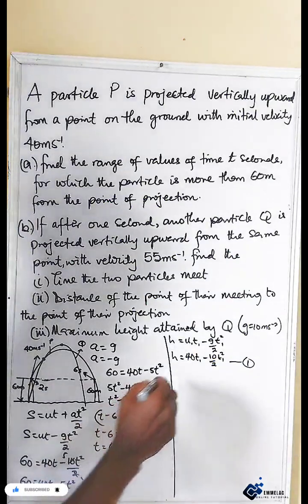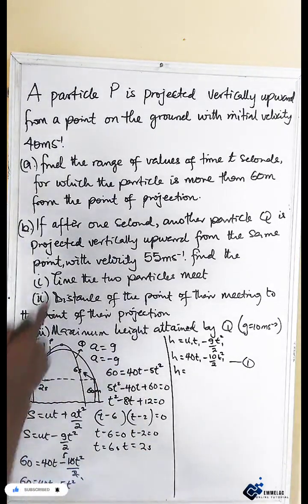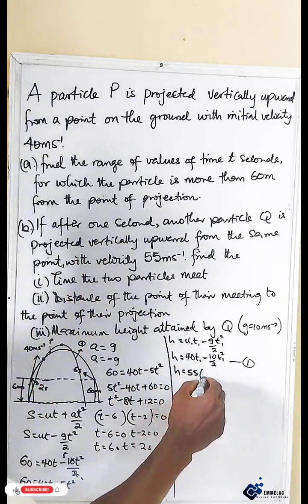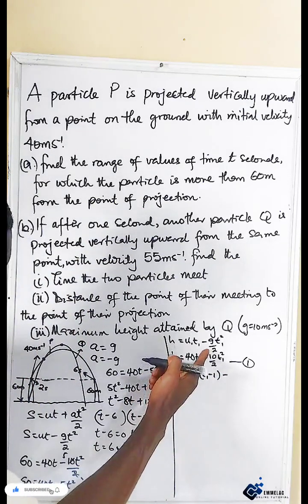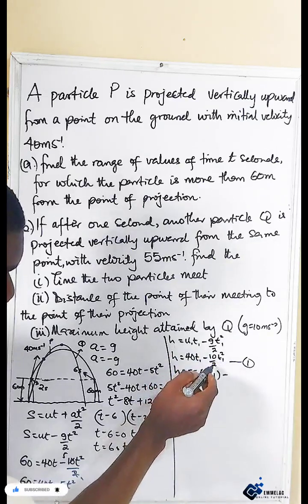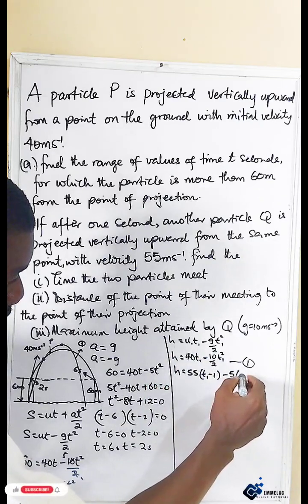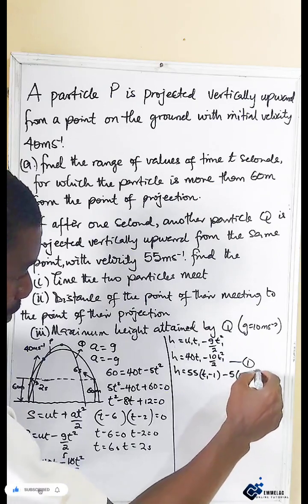Now the second one. Take note, after 1 second, which means 1 will be subtracted from the initial time. So for the second one, the initial velocity is 55, times t1 minus 1, then minus 5, because 10 divided by 2 is 5, times t1 minus 1 all raised to the power of what?